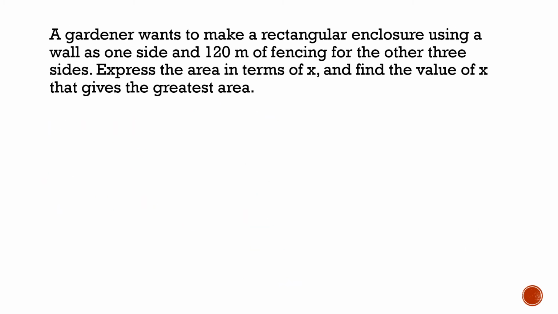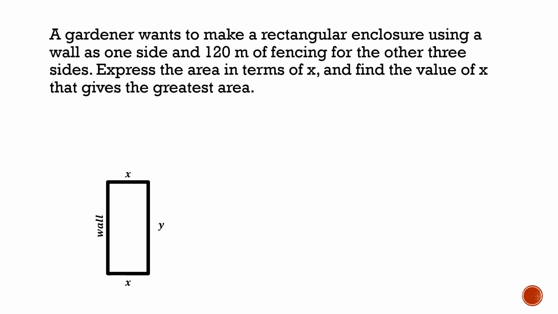Okay, so a gardener wants to make a rectangular enclosure using a wall on one side and 120 feet of fencing on the other 3 sides. Express the area in terms of x and find the value of x that gives the greatest area. Very first thing I like to do is draw a picture.